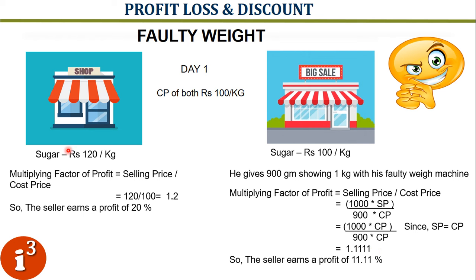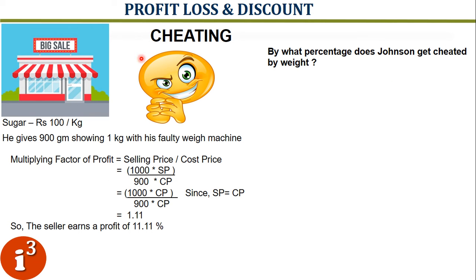So in this shop the seller was earning 20%, in this the seller was earning 11.11%. So Johnson has saved a bit of his money, but still, Johnson has been cheated. Let's see how. This was the shopkeeper who was cheating, giving at 100 rupees per kg. This is just this case only that we are discussing. So the multiplying factor, and the seller makes a profit of 11.11%.